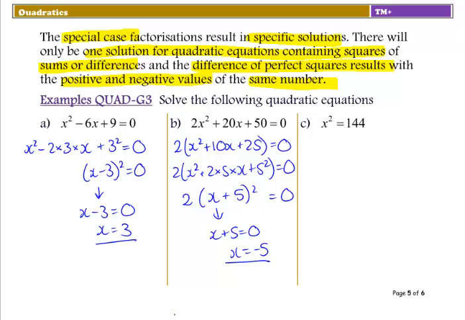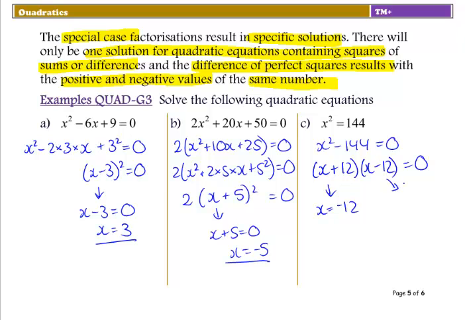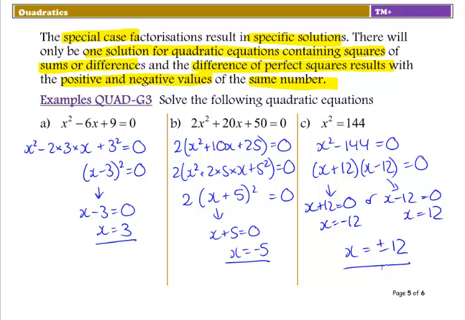Okay, last one, x squared equals 144, so get everything on one side. That now is a difference of perfect squares, and it's x plus 12, x minus 12 equals 0. So from there, x equals negative 12. Sorry, I should do that in full. x plus 12 equals 0, so x is negative 12. x minus 12 equals 0, so x is 12. So x can be plus or minus 12.